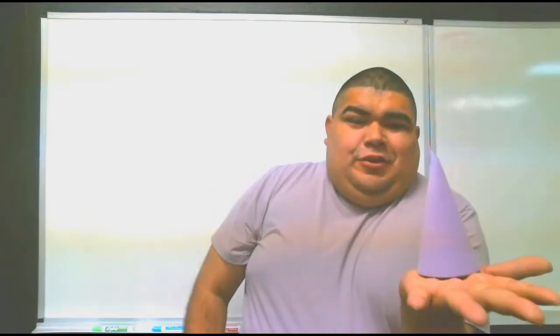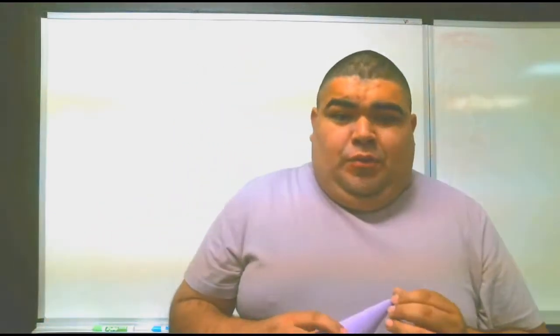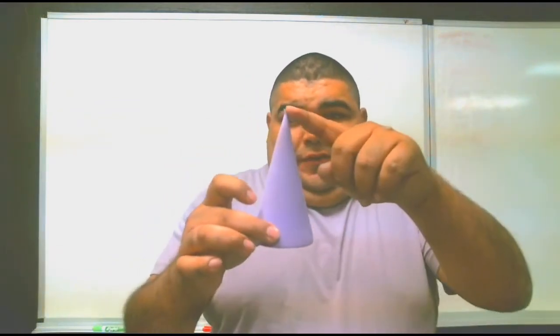Today, we're going to be covering cones. There are a few different types of cones. We're going to cover the very basic one, which is a right cone. A right cone always has the vertex lined up with the center. That is why it's called a right cone.